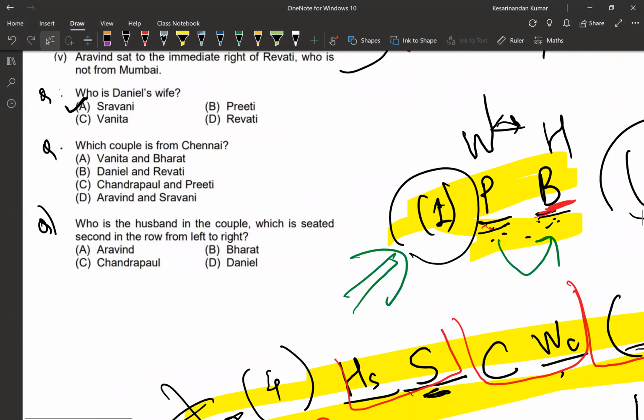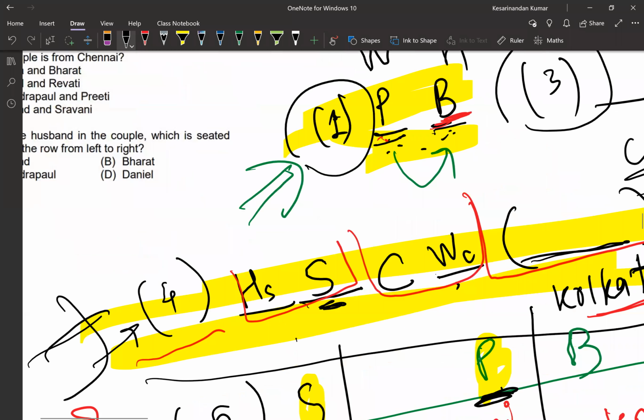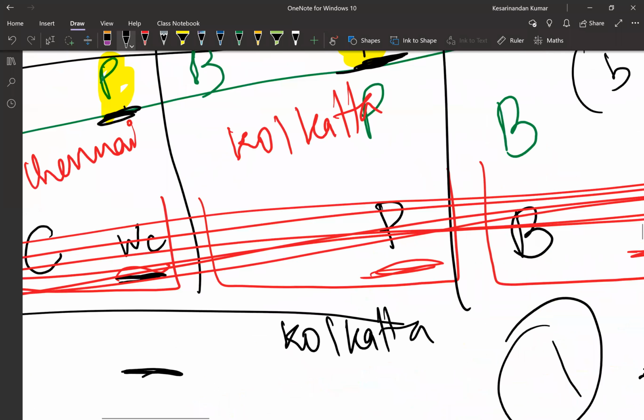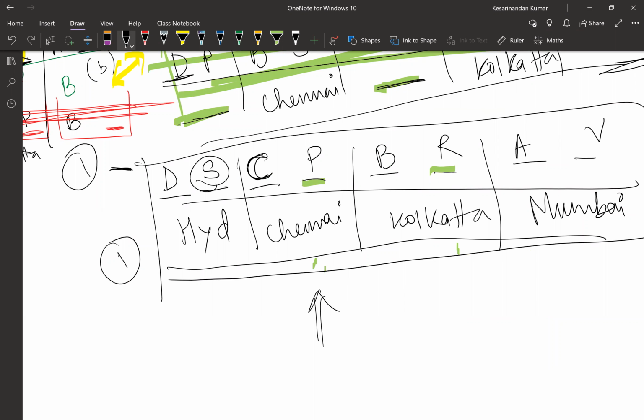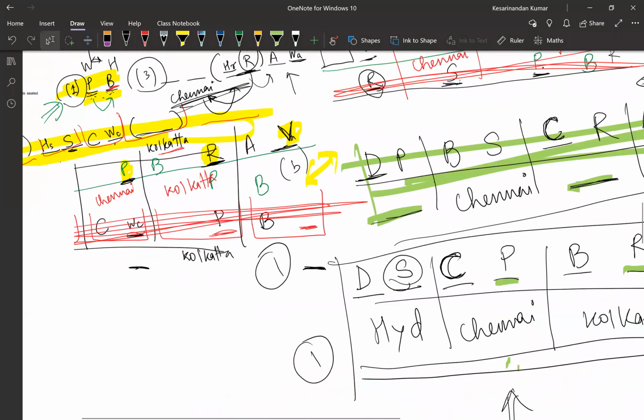And finally, who is the husband in the couple which is seated second in the row from left to right? From left to right, which one is second? Chandra. Exactly. Chandrapal is the answer then. So your answers are A, C, and C.